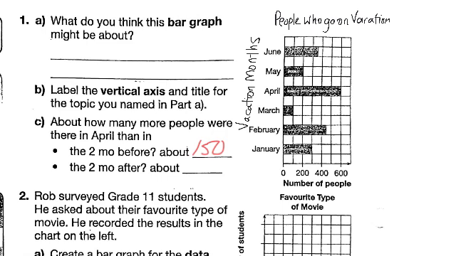So the 2 months after, so here we have April, and we're looking at the 2 months after. So this is 600, and then this one we're thinking, it's about 350. So approximately 250 people after. Oh, I forgot to put up here, what do you think this bar graph might be about? People going on vacations.